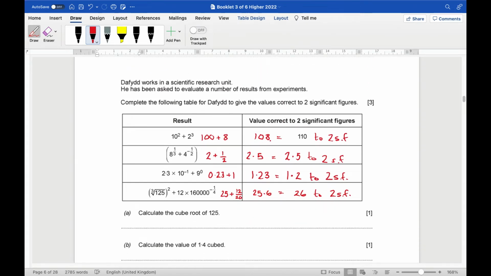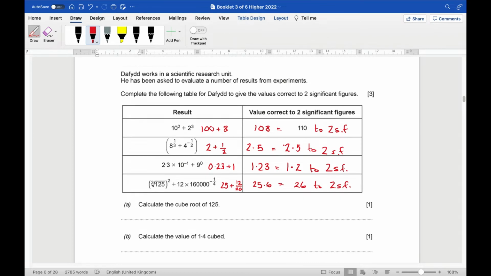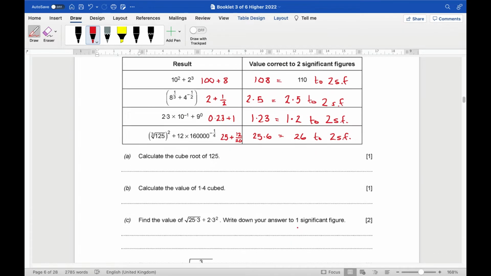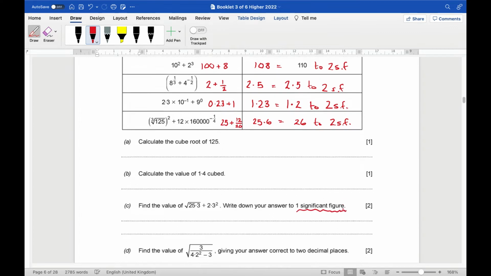I suggest you do all these, pause and just check the answers. I haven't done them all. Just keep an eye on what you're rounding to if you get one. Okay, but use your calculator.